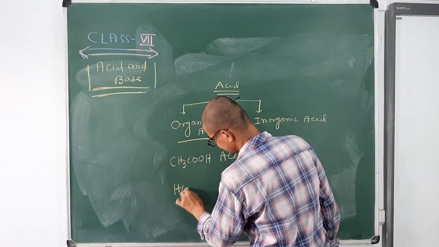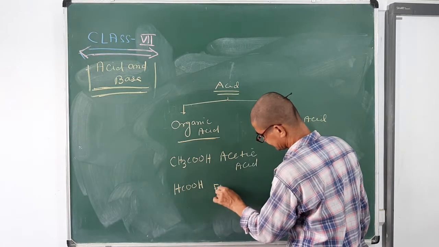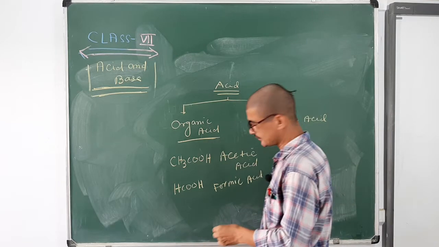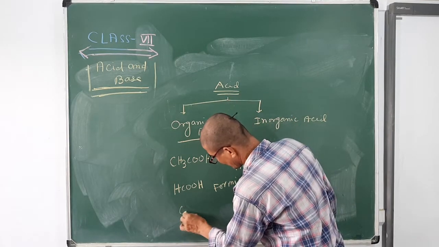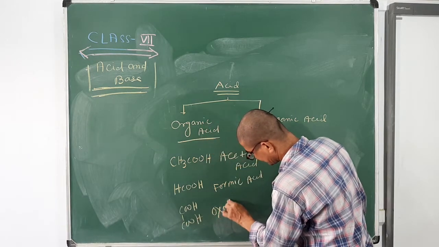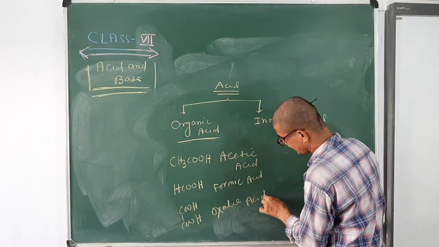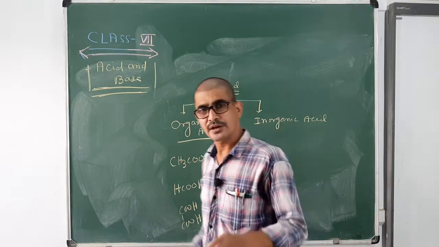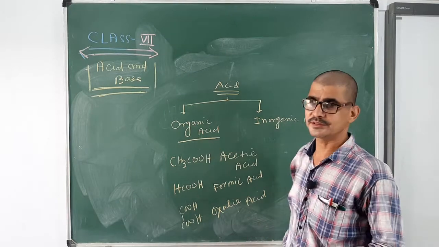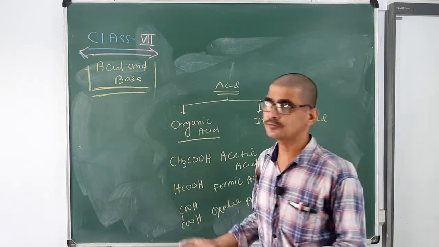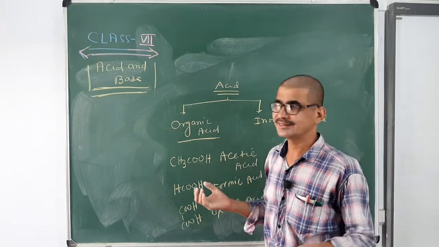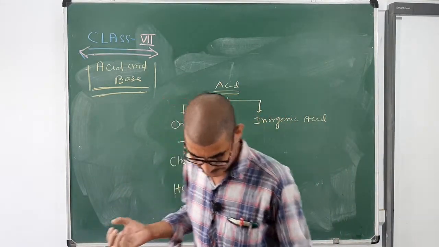Formic acid is actually present in ants, red ants. Oxalic acid is present in guava. Citric acid is present in lemon or citrus fruits. So these are organic acids because they are obtained from organisms. It means organic substances such as plants, animals, etc.